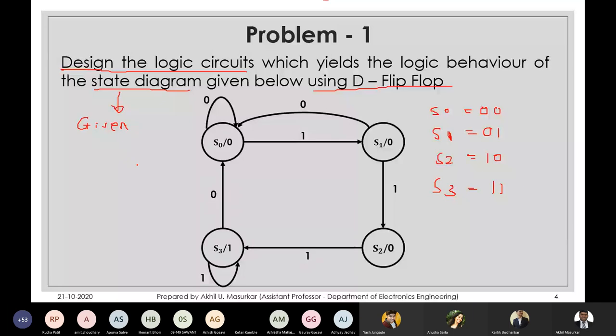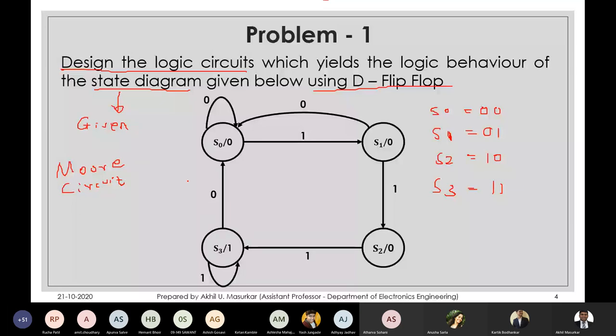Now, second question. The given circuit is a Moore circuit or a Mealy circuit? The state diagram which is there in front of you, is it a Moore circuit or a Mealy circuit? So Moore circuit. Can you tell us why? The output doesn't depend on X.